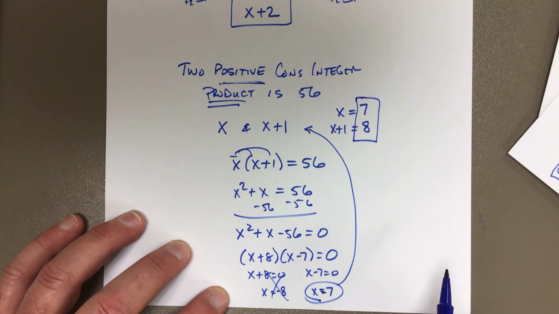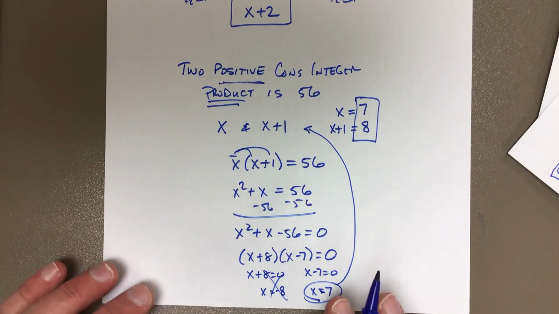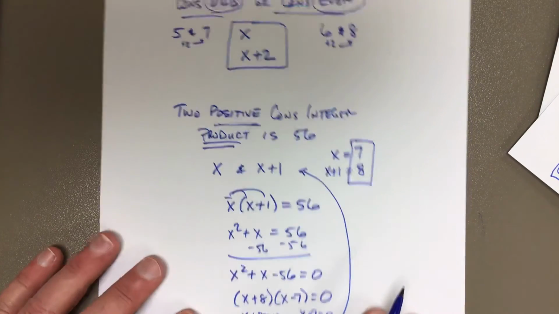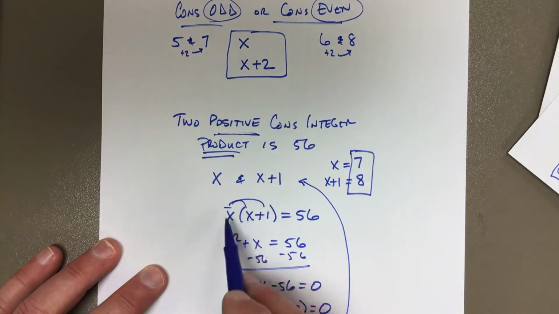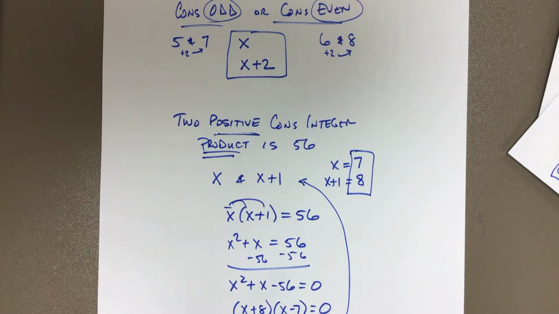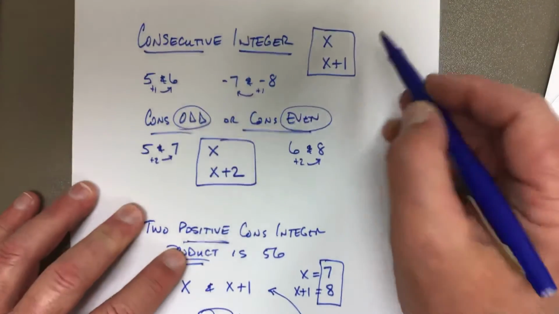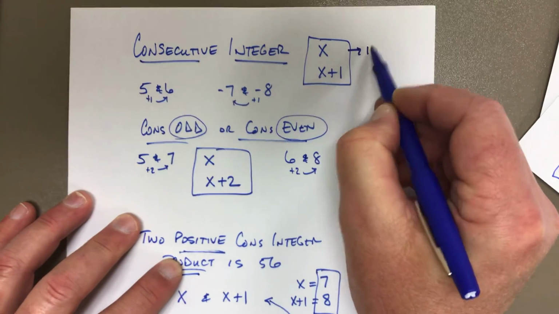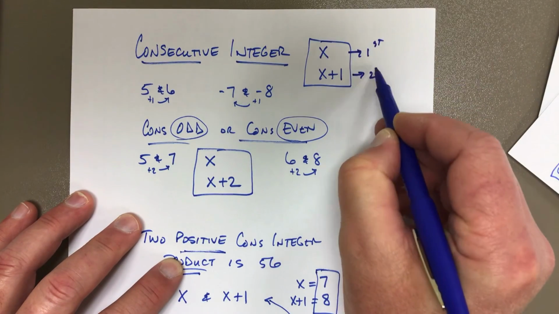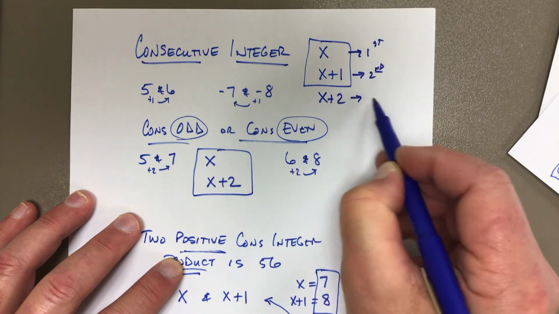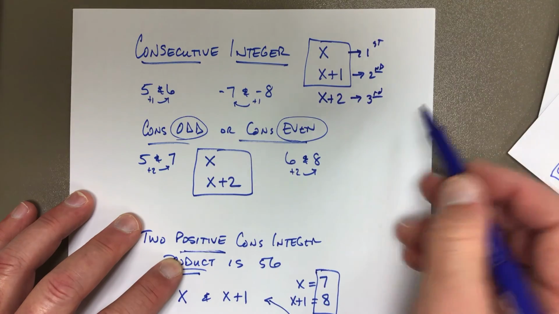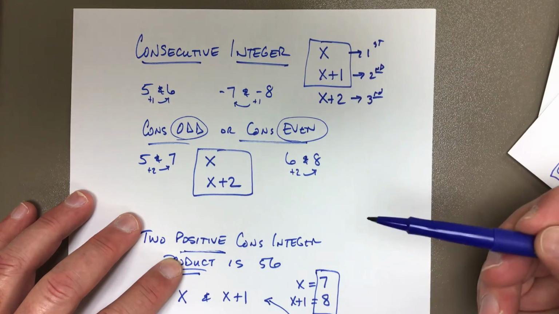Pretty sweet, all right? If they say they want consecutive odd or consecutive even, then you're going to have to use these two things to help you here. So make sure you look for that. If they ask you for 3, let's think about that. If this is the first one and this is the second one, then if they ask you for a third one, that would just be x plus 2, right? Because we could have 7, 8, 9, or something like that.